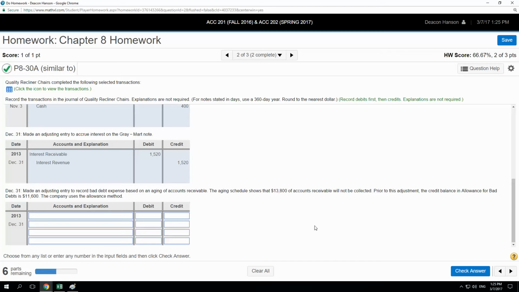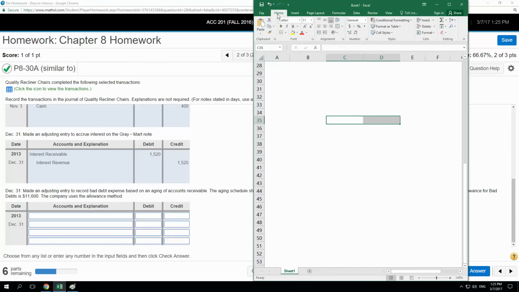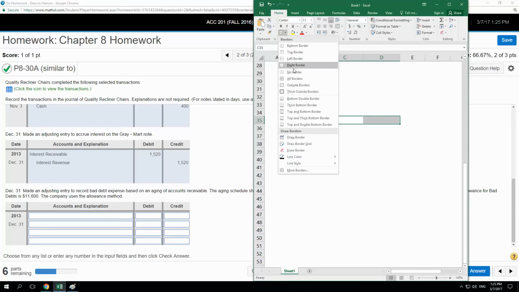Now we made an adjusting entry to record bad debt expense based on an aging of accounts receivable. So what they did is they went ahead and did that whole aging exercise for us, right? The aging schedule shows that 13,800 of accounts receivable will not be collected. That's the estimate of what will not be collected. Okay. Prior to this adjustment, the credit balance in allowance for bad debts was 11,600. Okay, and we're using the allowance method. So why don't we diagram it, and we'll take advantage of the time to really explain what's happening here.